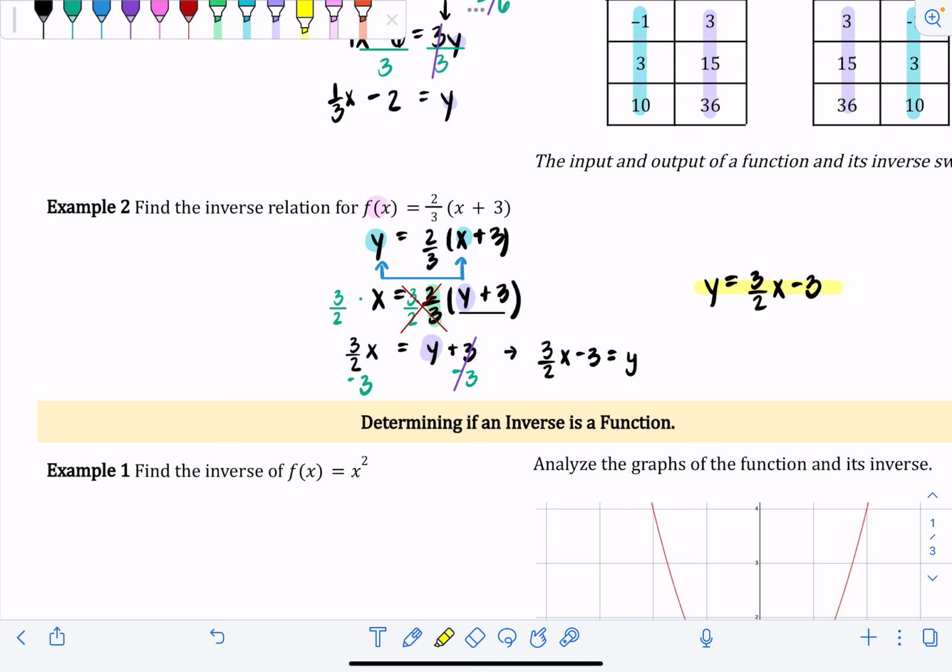Okay, so whenever you have a fraction that you need to cancel out, you can multiply by its reciprocal, and any fraction times its reciprocal is always going to equal 1. So it's kind of like a shortcut rather than having to go ahead and distribute in the 2/3. I think that would have taken a little bit longer.